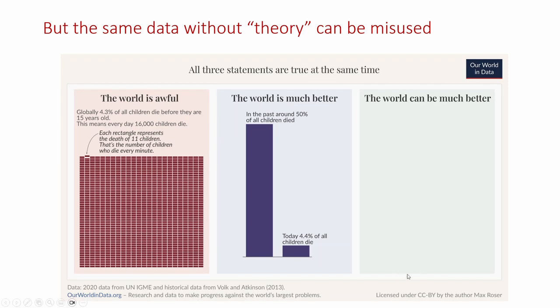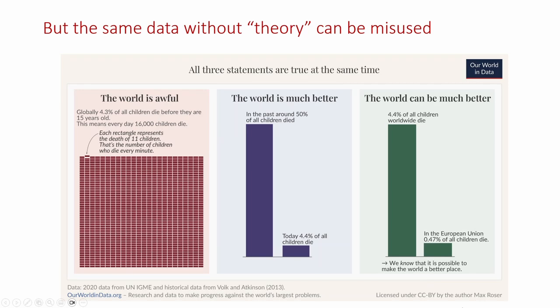So a third statement becomes, the world can be much better. It is true that 4.4% of children worldwide die, but in the European Union, it's 0.47%, less than 0.5% of all children die. So the world can be better. And here, what we can do is we begin to look and see what is it that's going on in the European Union that affects child mortality with respect to the rest of the world. Can we emulate that? Can we maybe do some more work and make sure what is it exactly that makes children more likely to survive in the European Union than elsewhere?